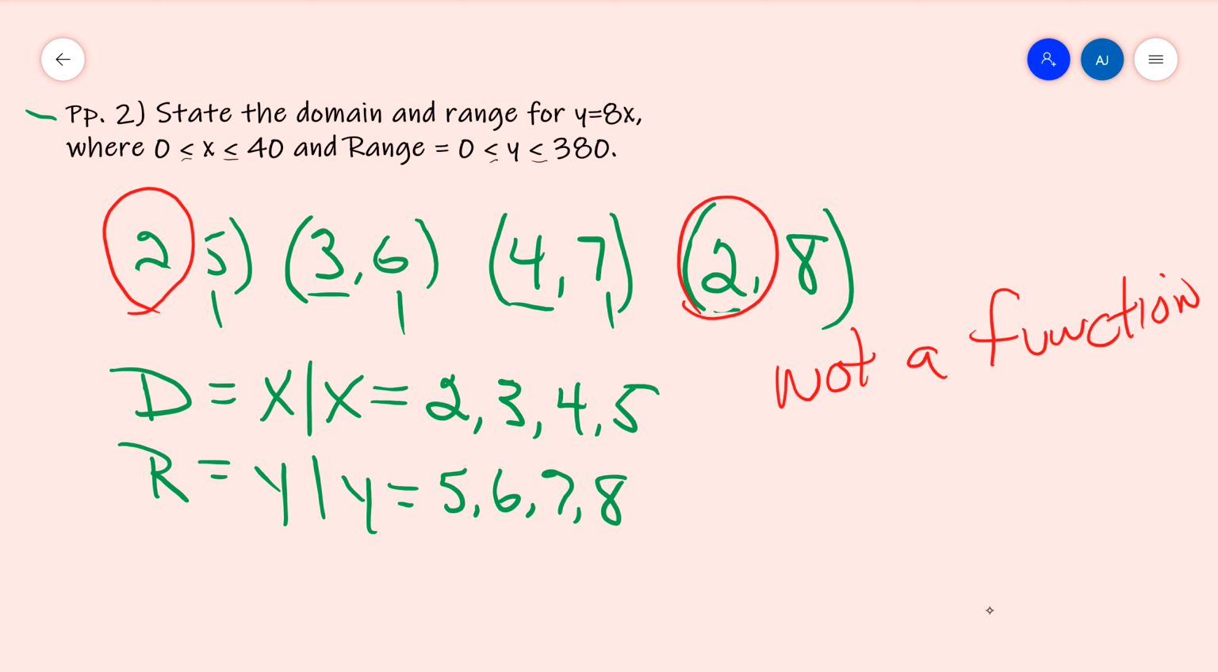You can have two of the same y's, but not two of the same x's. Okay, when this comes up again, which I think it will, I will elaborate on that a little bit more. So that was practice problem 2. And let's go ahead and go on.